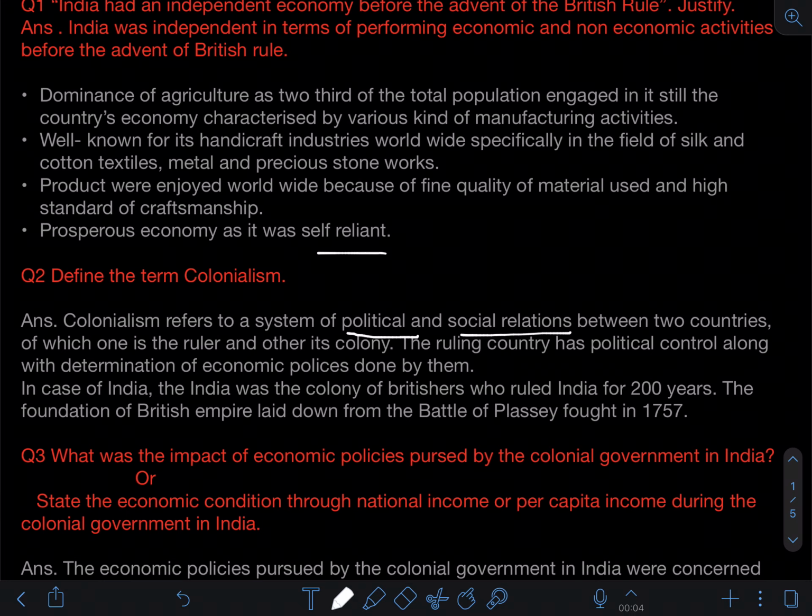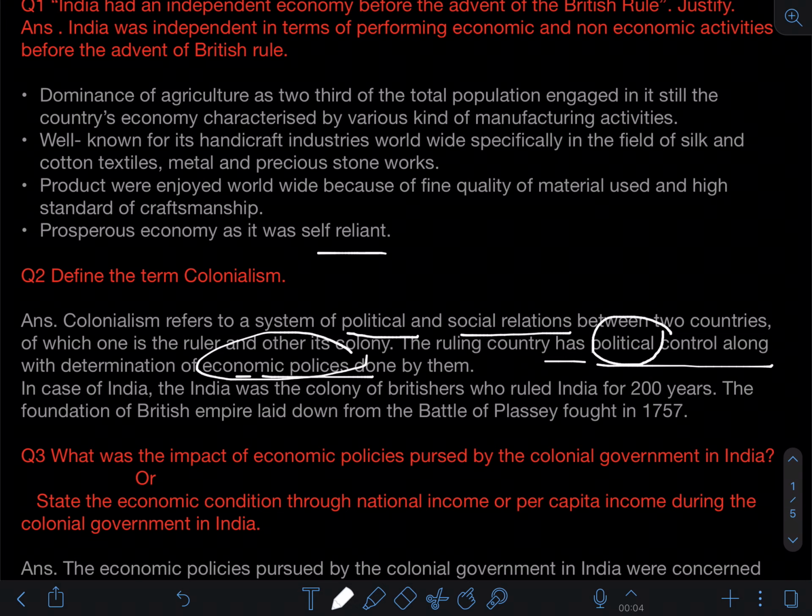So the ruling country has political control along with the determination of economic policy. Very important. It's not just that the people or the leaders are being controlled by the Britishers, but also the policies that were framed to run the economy were under the control of the Britishers. So this is called colonialism.